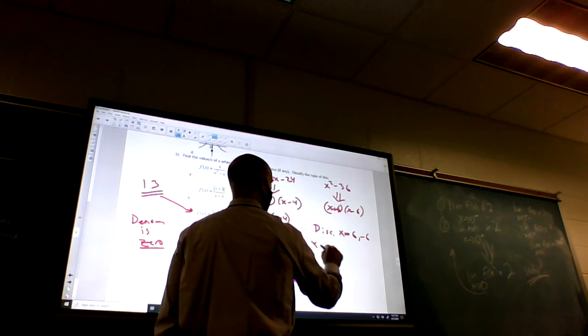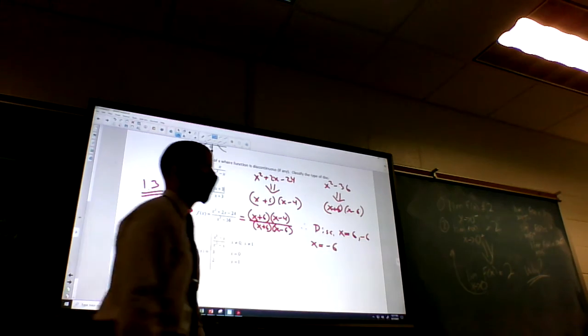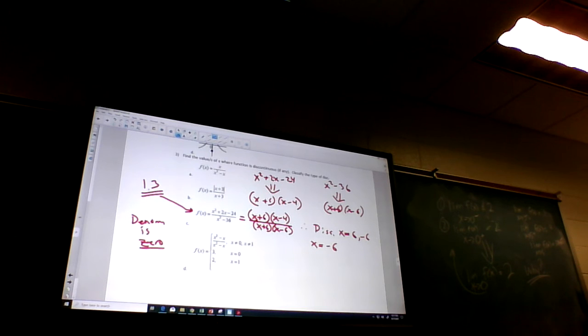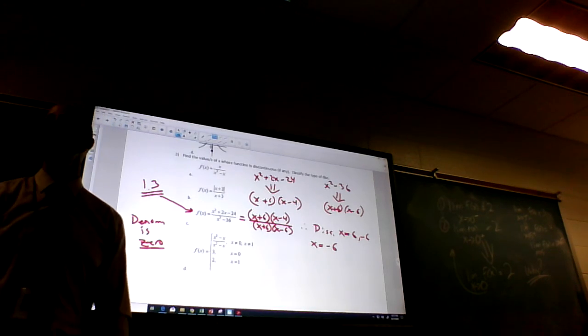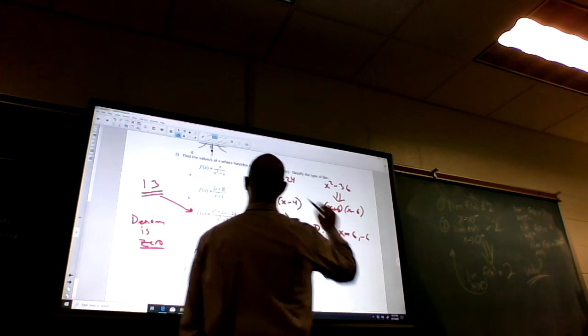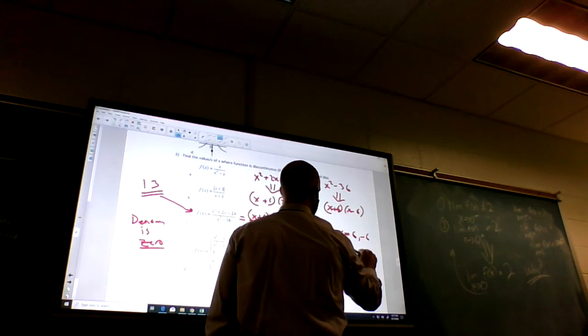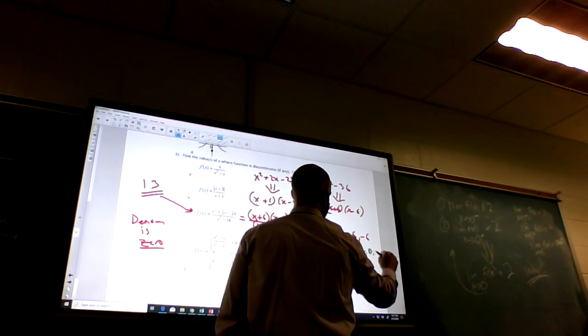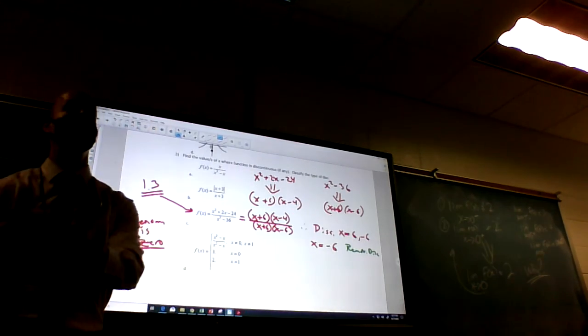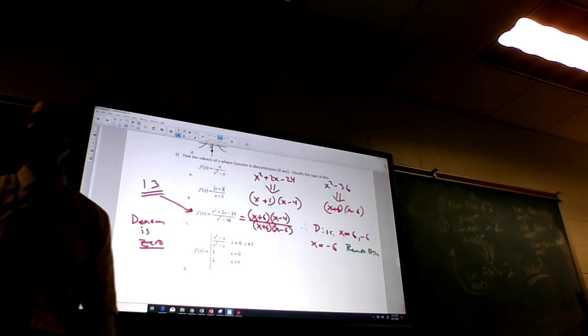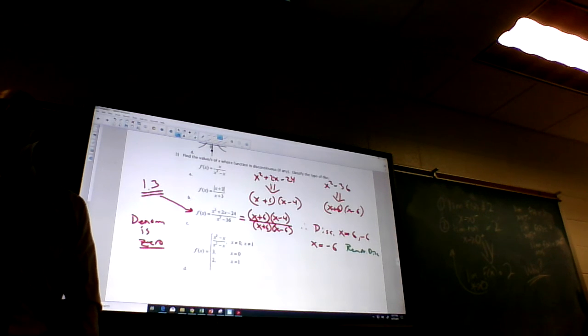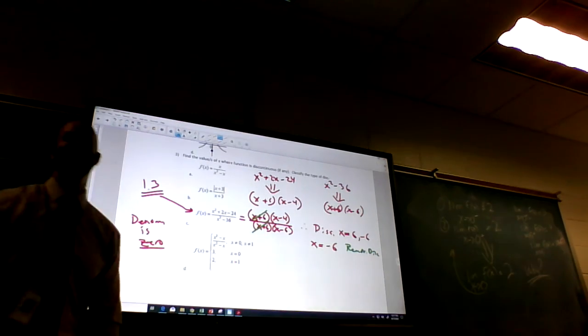Can anyone tell me what kind of discontinuity we're going to have at negative 6? So now we don't have a picture. X equals negative 6 is removable. This is a removable discontinuity. Anybody want to tell me why? This time you don't have to give me a calculus reason. Why is it removable? Because it's a hole. Right, but why? Because it cancels on top. Yeah, there's no gap. That's why it's removable.